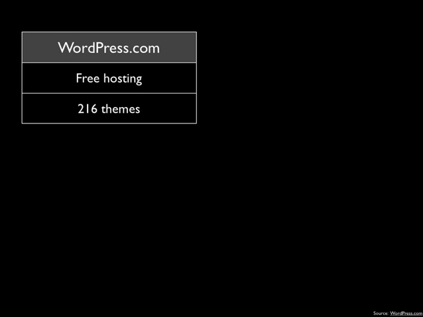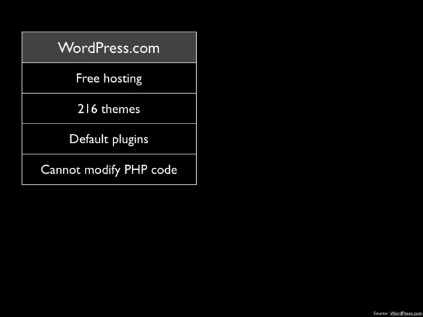One is called WordPress.com. You just go to WordPress.com. They ask you for your email address and a username, and you sign up for a free account. And they will run WordPress on their server for you. It's a web-hosted service where they'll take care of everything, so it's absolutely free hosting. As far as the skin or template, what your website looks like, you have 216 themes to choose from. There are also some default plugins that you can turn on and off to modify how your website works and what features it offers.